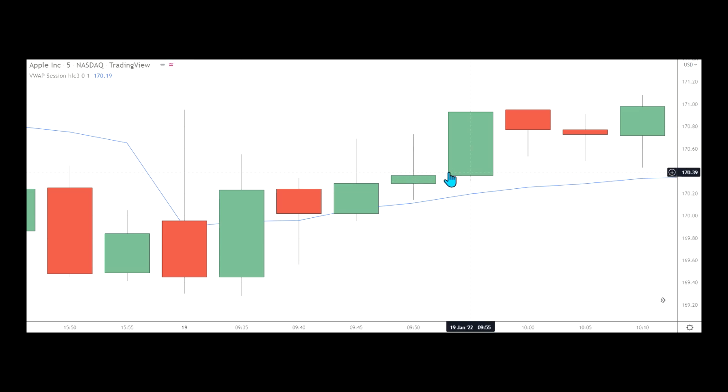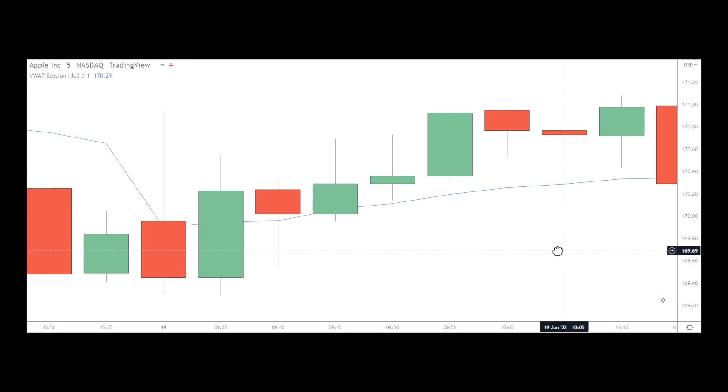So you can see that the price of Apple, the trend is up. So essentially what I'm trying to do here is look for a pullback of the price to go back to the VWAP line, which is the blue line here, to look for a buy. So let's take a look at what happens next.